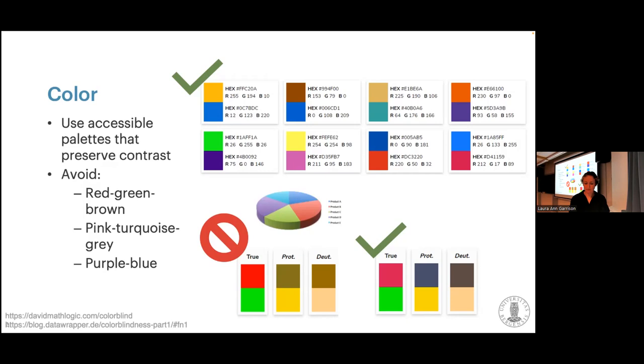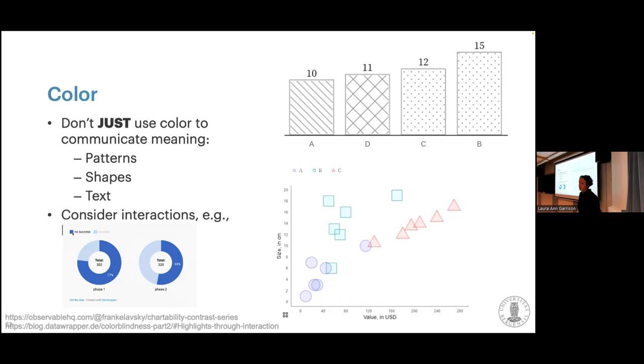You can also use things other than color to communicate meaning. So these two right images are from this chartability heuristics tool that I mentioned. You can use patterns, you can use shapes, you can pair that with color to make something even more clear and do a double encoding. You can add text. So the bars in the top right have actual numerical assignments that makes them easier to understand. And you can also consider using interactions as a way to communicate meaning, like in this GIF here.